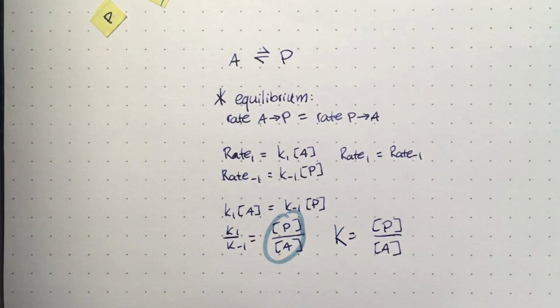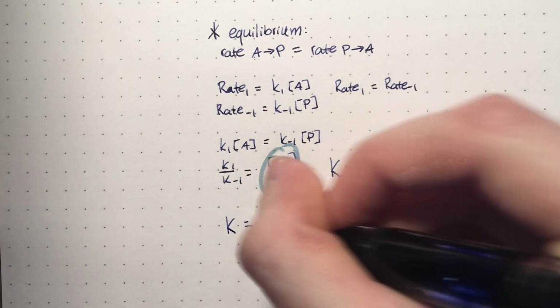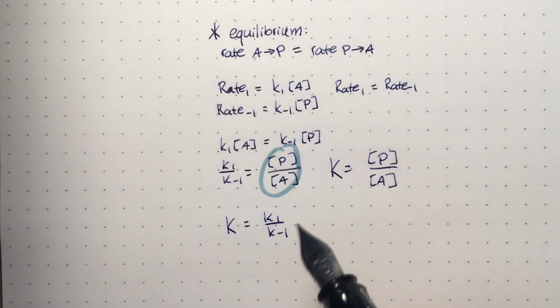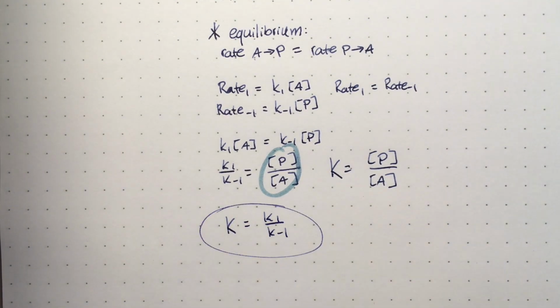So interestingly, here's what I want to get at. This is the relationship between kinetics and equilibria, is that K is equal to K1 over K negative 1.